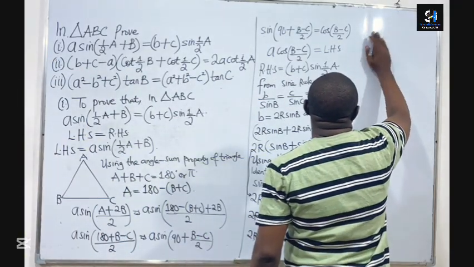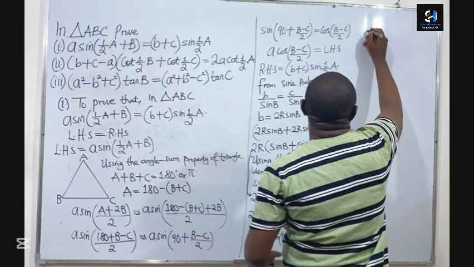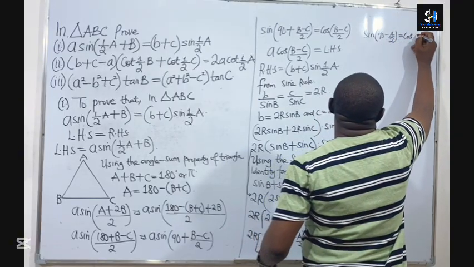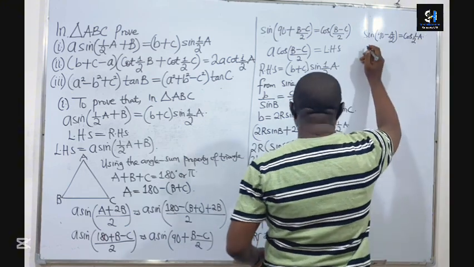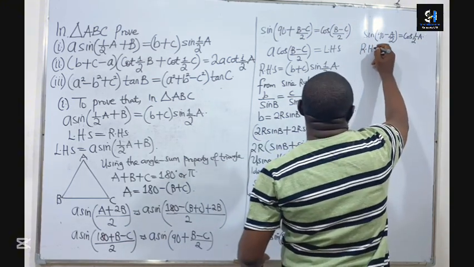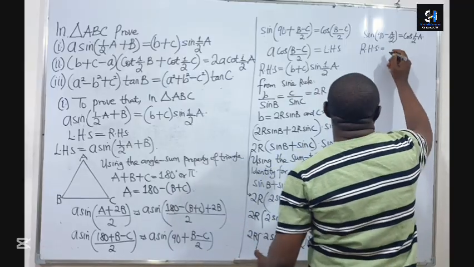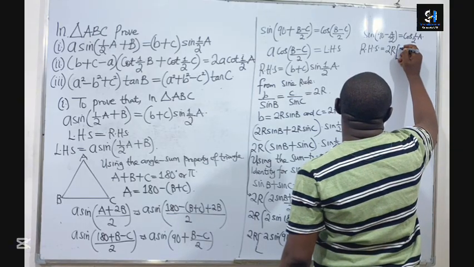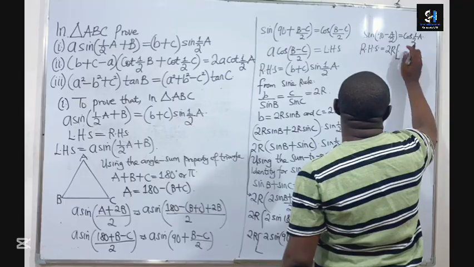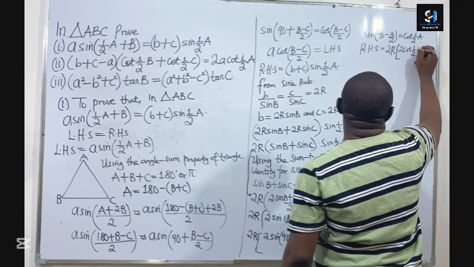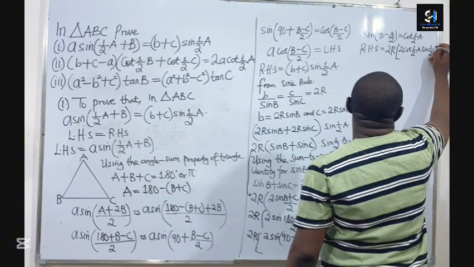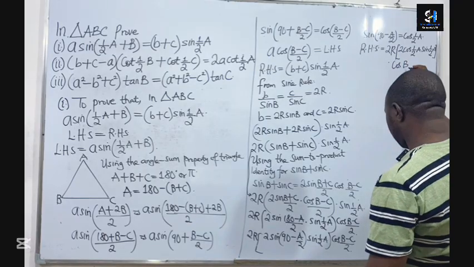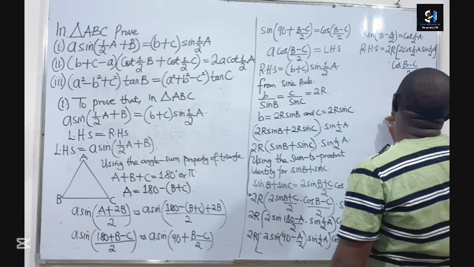Now 2R, okay, like I said, sine (90 minus A over 2) is equal to cos 1/2 of A. So the right hand side will be equal to, let me write it this way, 2R multiplied by the square bracket 2 cos 1/2 of A sine 1/2 of A, then multiplied by cos (B minus C) over 2.